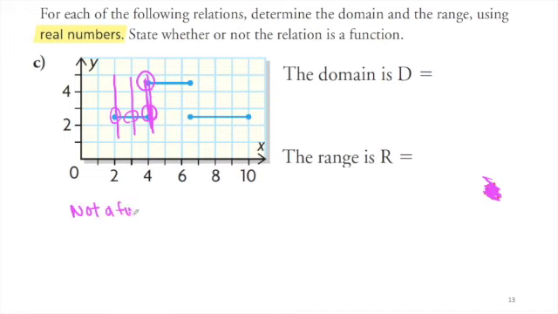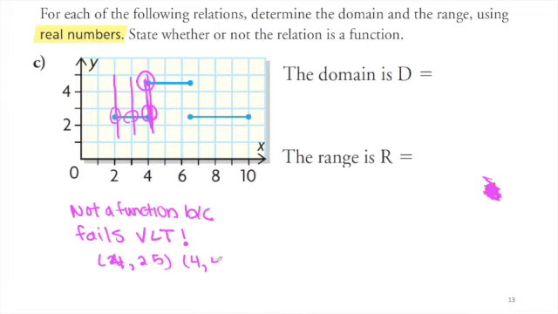Okay, so your example there would be 4 and 2.5, and 4 and 4.5. That's where it fails. Okay, your domain, you're looking for any values, again, for your x's that it can't be. So it can't be less than 2 here, okay? And then it doesn't look like it can be greater than 10 because your graph stops there.